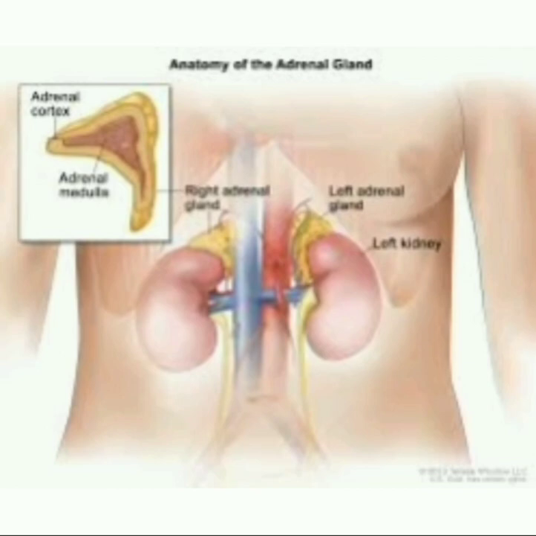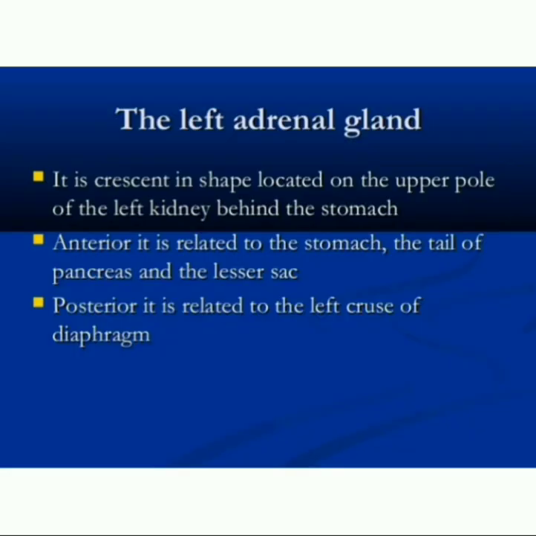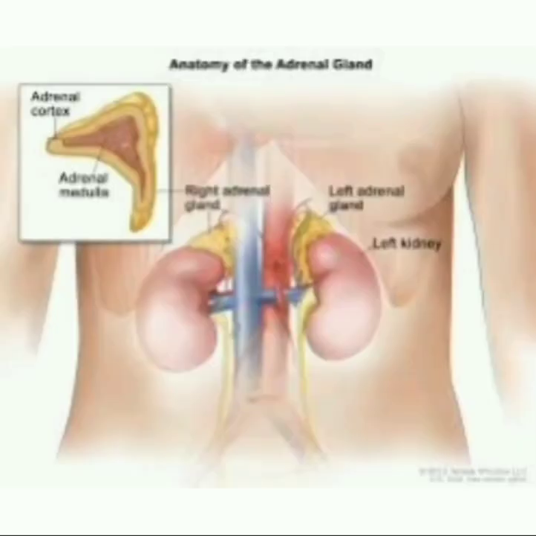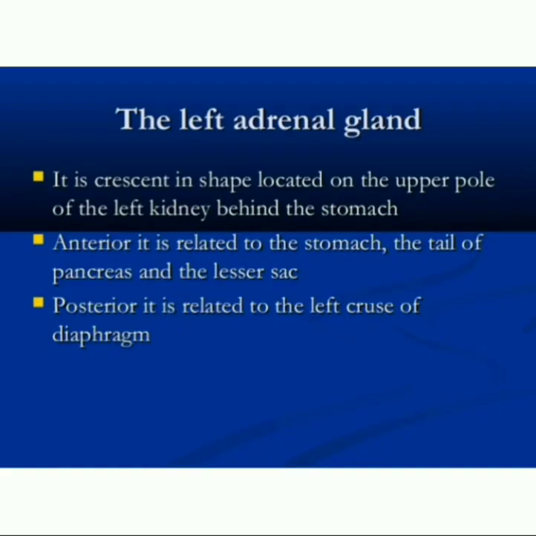And here in this diagram you can see the right kidney and left kidney. In the upper pole of these two kidneys lodges the adrenal gland. Here the left adrenal gland is crescent in shape. Also we can say that it is semi-lunar in shape.